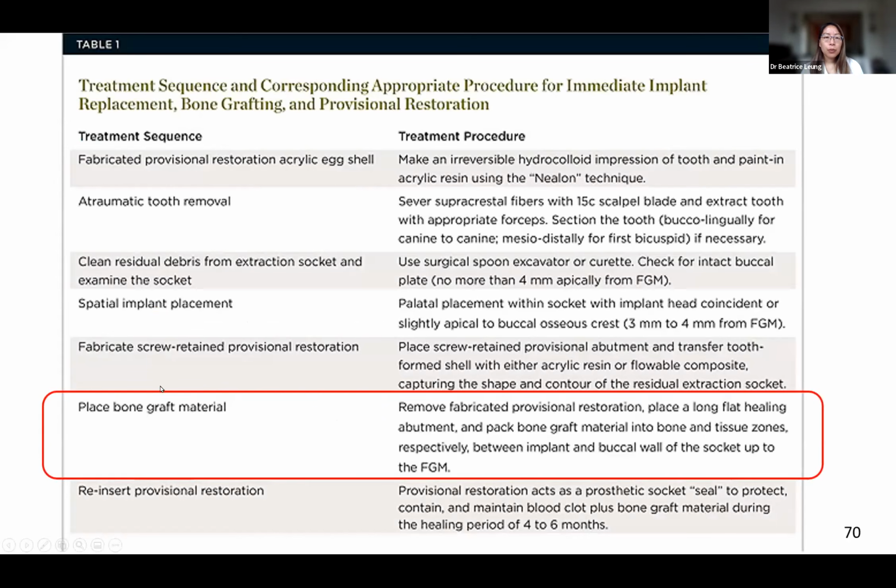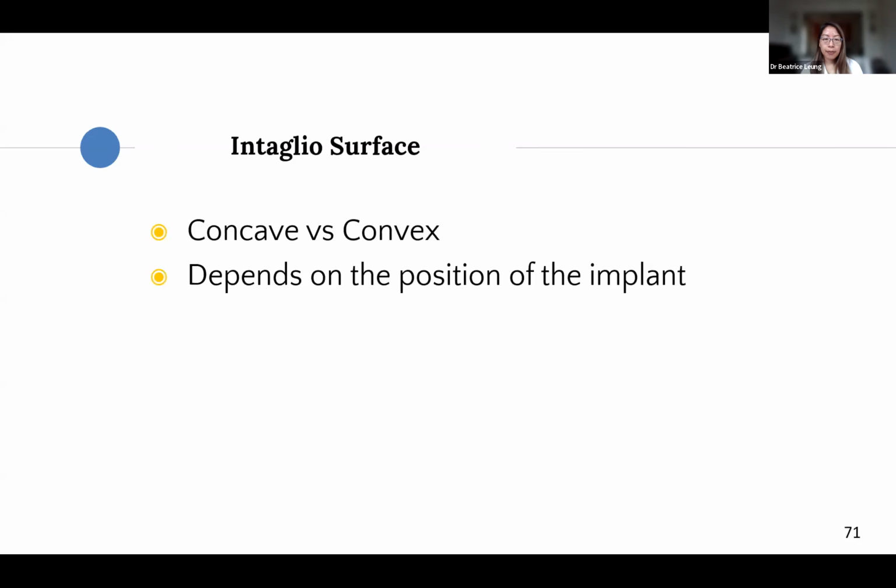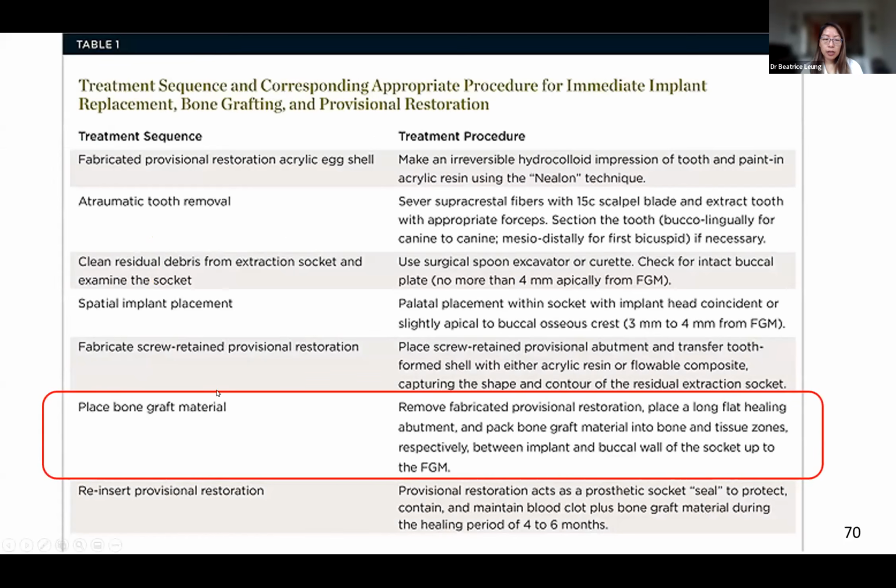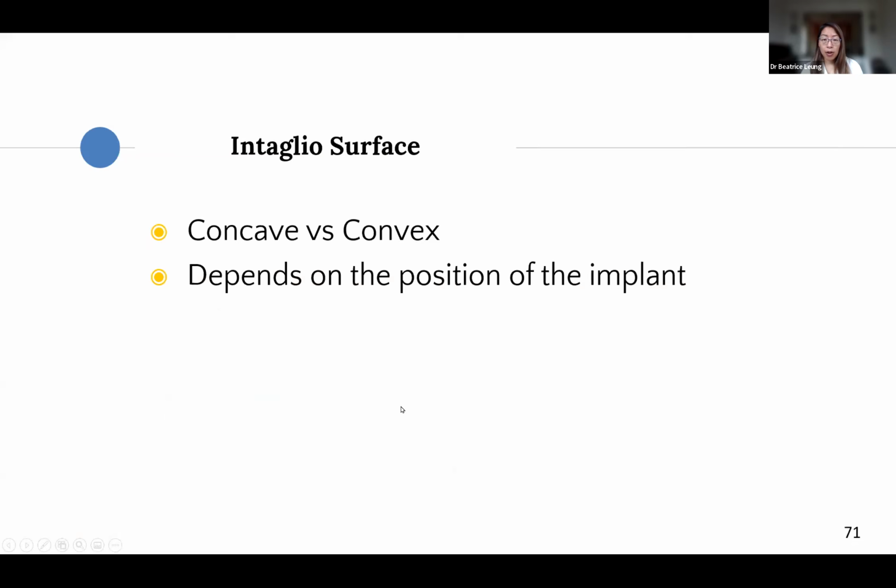So once you've made your temporary implant crown, you have to do that first. And then they talk about placing the bone grafting material into the space so you can put the implant crown back on there. Now I want to talk a little bit about the integral surface.